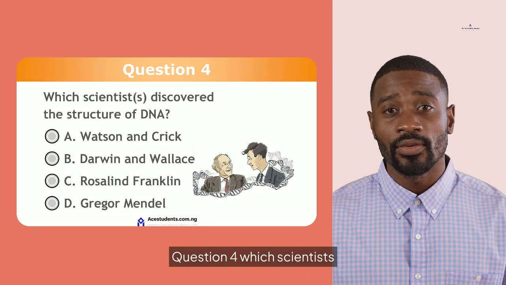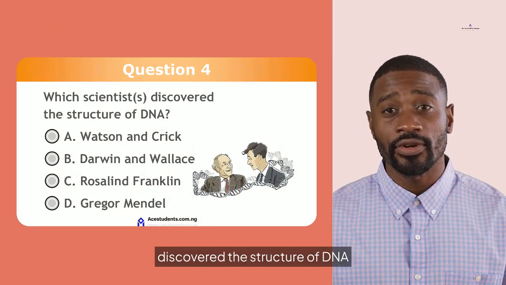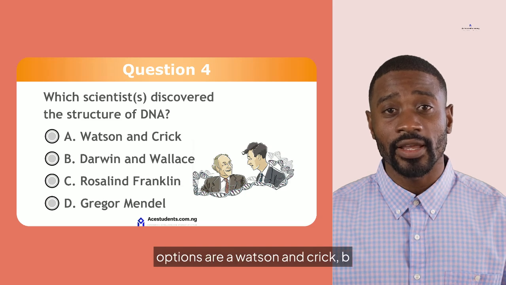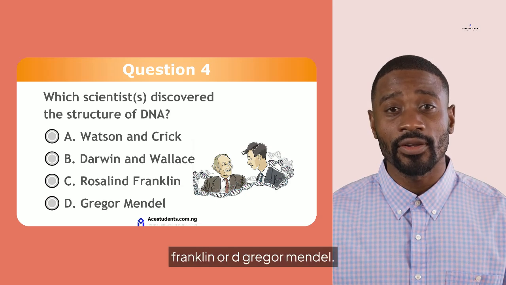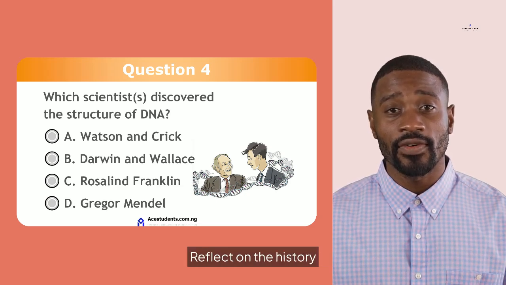Question 4. Which scientists discovered the structure of DNA? Options are A. Watson and Crick, B. Darwin and Wallace, C. Rosalind Franklin, or D. Gregor Mendel. Reflect on the history of DNA research.